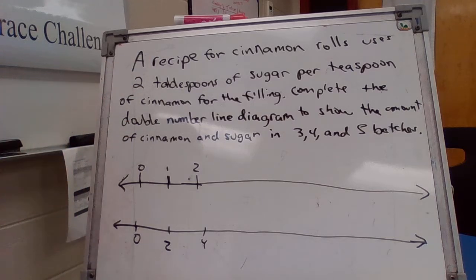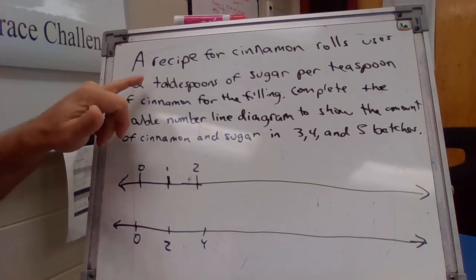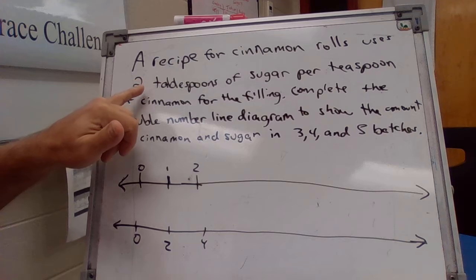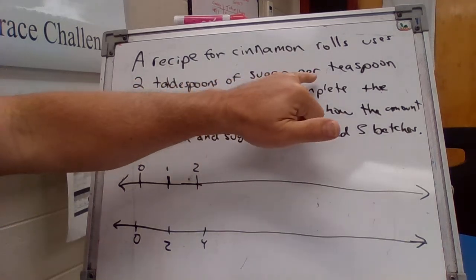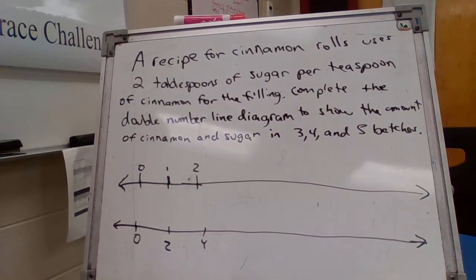A recipe for cinnamon rolls uses 2 tablespoons of sugar per teaspoon of cinnamon for the filling. Complete the double number line diagram to show the amount of cinnamon and sugar in 3, 4, and 5 batches. So, here's your given. One batch, 2 tablespoons of sugar and 1 teaspoon of cinnamon.